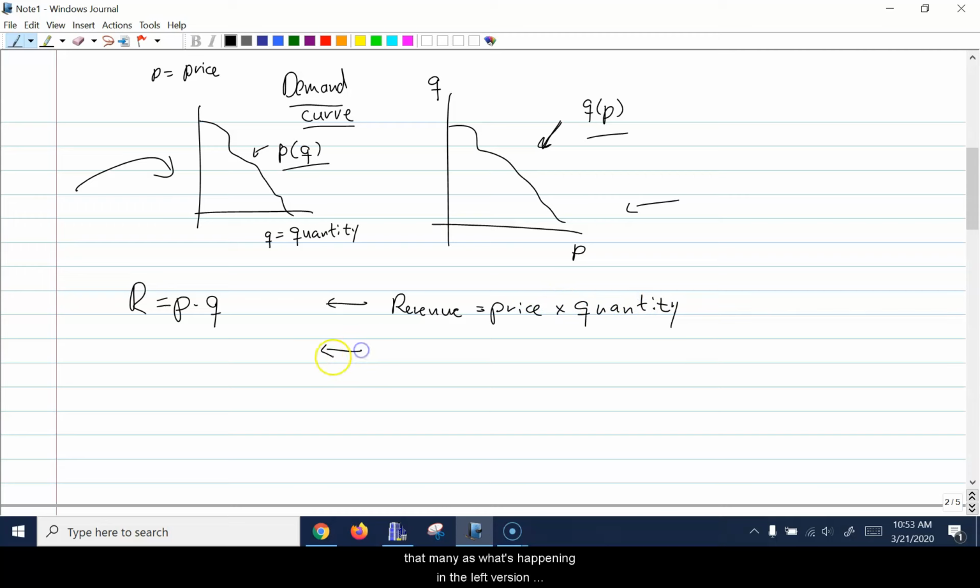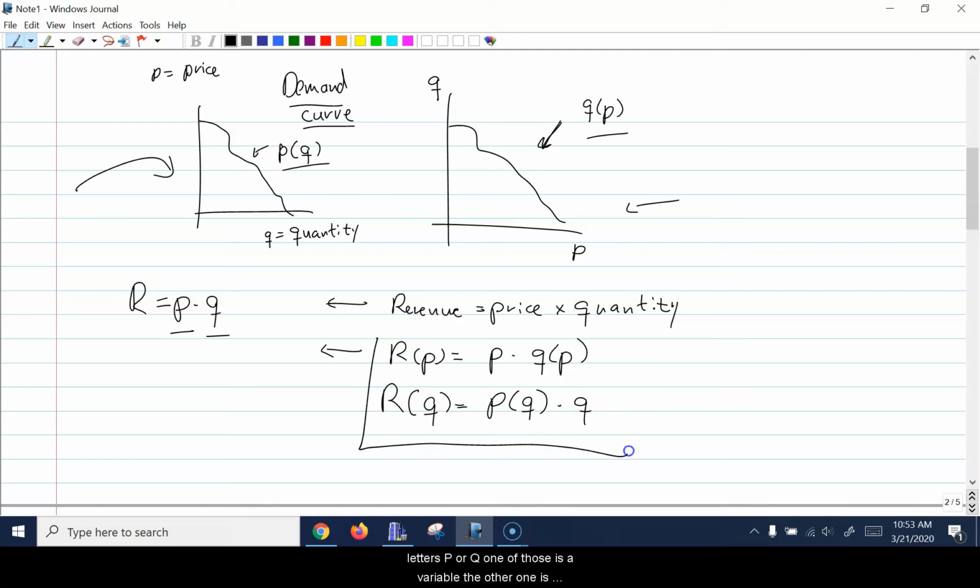And this is actually two versions of the function, depending on which of those letters, P or Q, is the variable. The other one is some expression in terms of that variable. If I want R as a function of P, then this is price, the variable, times Q, which is some function of P. Or revenue as a function of Q will be take that price function of Q and multiply it by the variable Q.